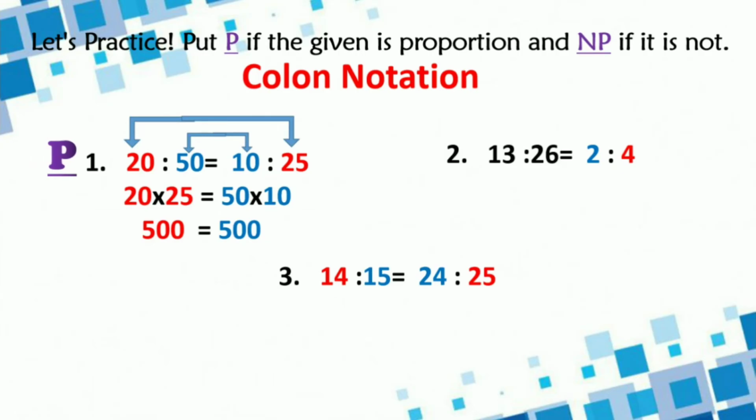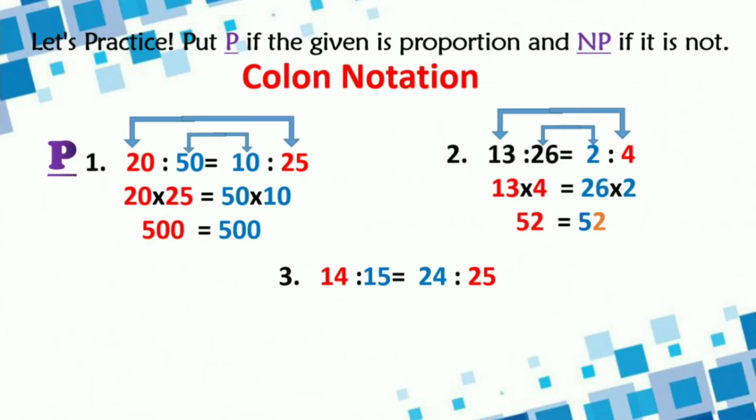Okay, so let's try. Number 2, we have 13 is to 26 is equal to 2 is to 4. Okay, multiply the extremes, multiply the means. Okay, so 13 times 4 is equal to 26 times 2. 13 times 4 is equal to 52. 26 times 2 is equal to 52. Therefore, number 2 is proportion.